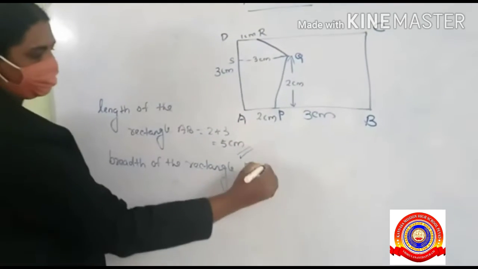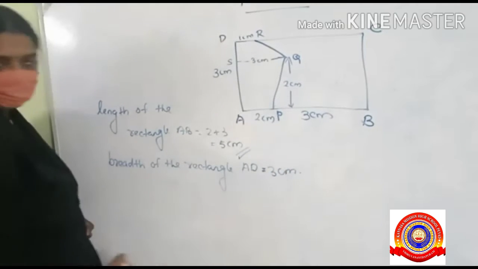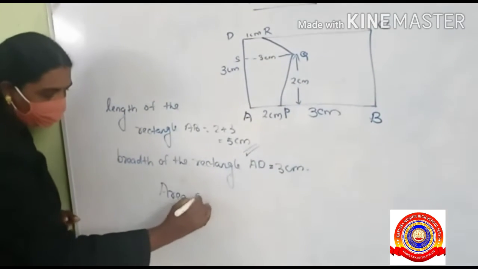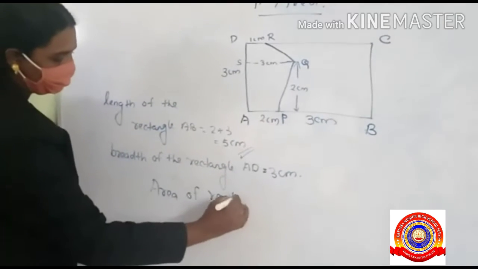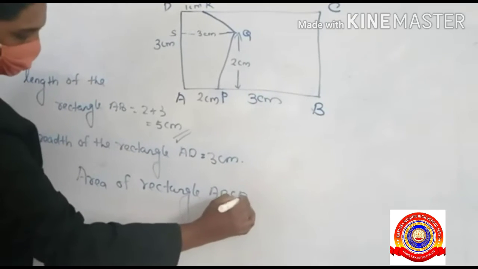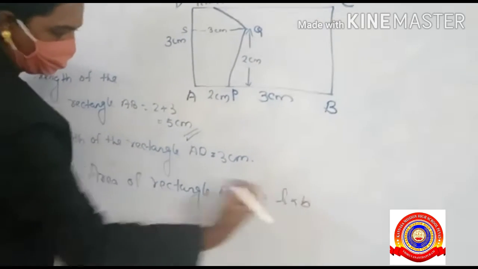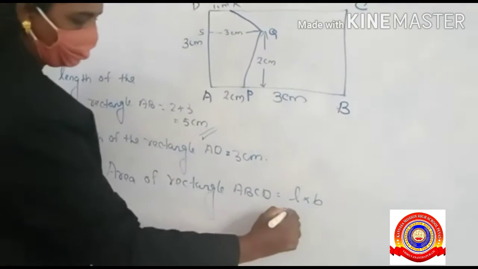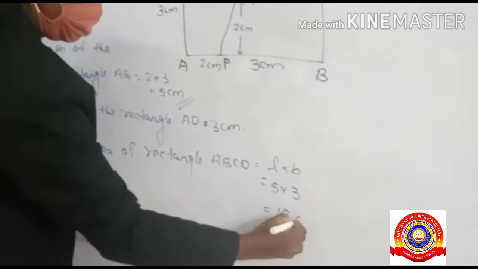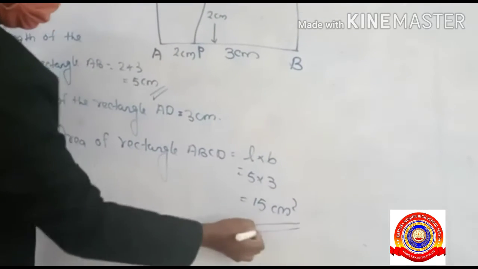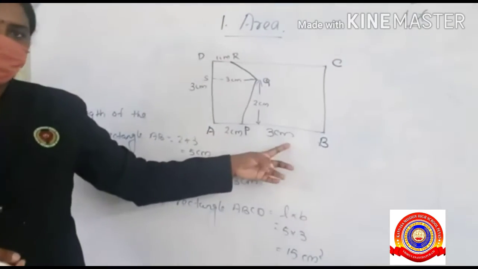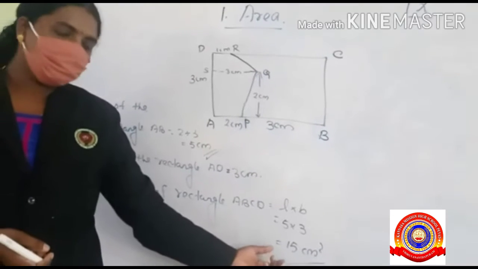Then the area of rectangle ABCD equal to L into B, equal to 5 into 3, 15 centimeter square. So the area of the given rectangle is 15 centimeter square.